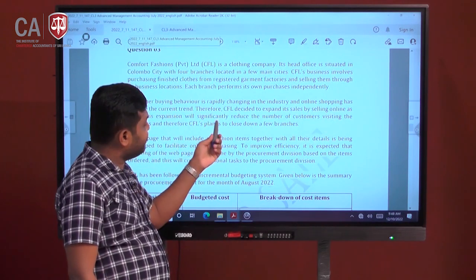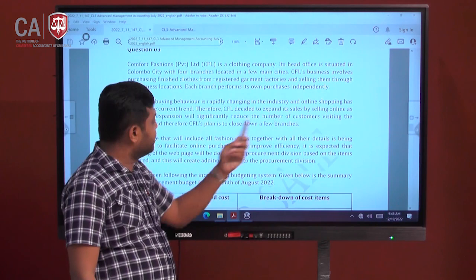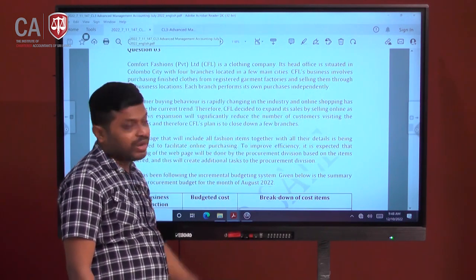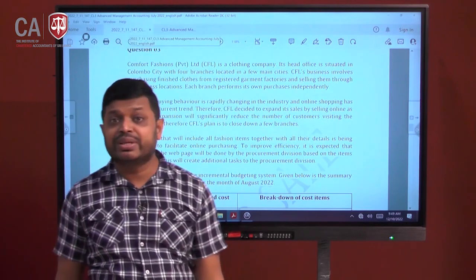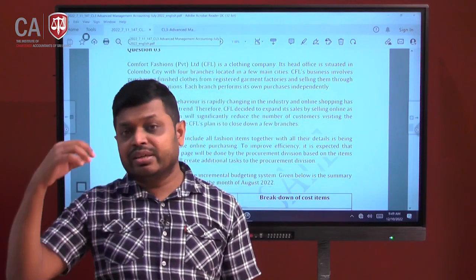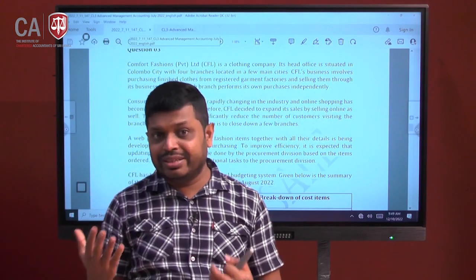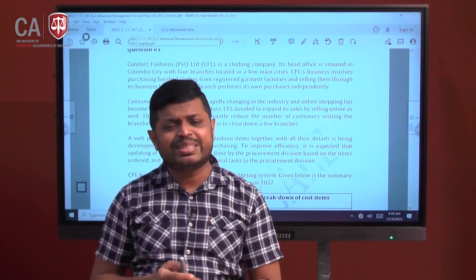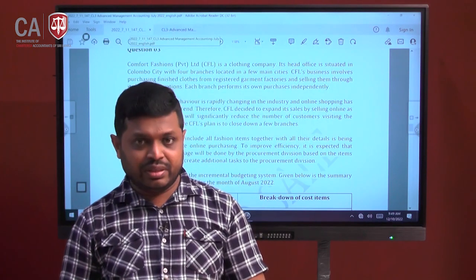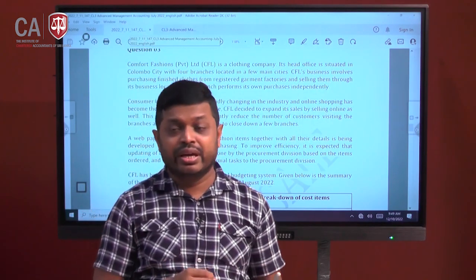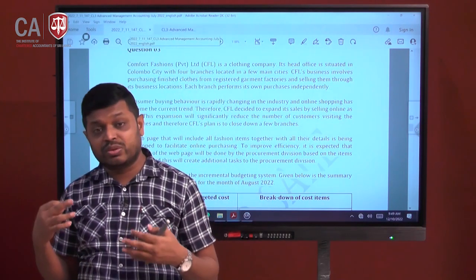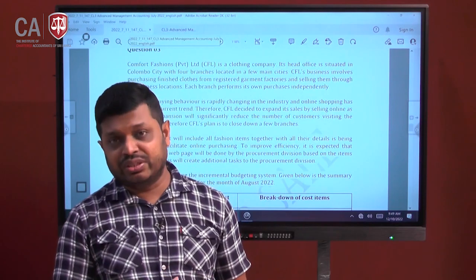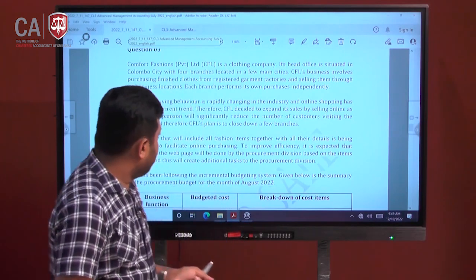This expansion will significantly reduce the number of customers visiting the branches, and therefore CFL's plan is to close down a few branches. If it becomes more popular, customers will directly purchase from online platforms and their physical attendance is very minimal. Then they decided, okay, running a physical branch is not cost effective, so they are going to reduce the branches, close down a few branches.